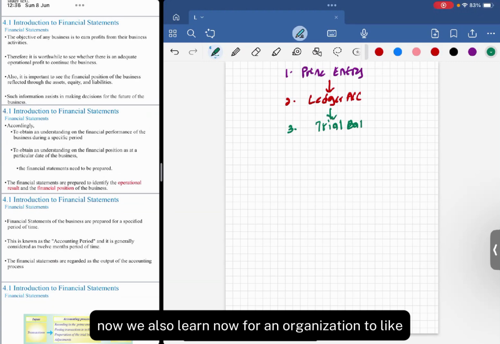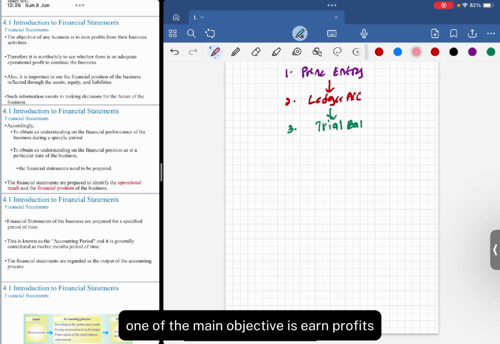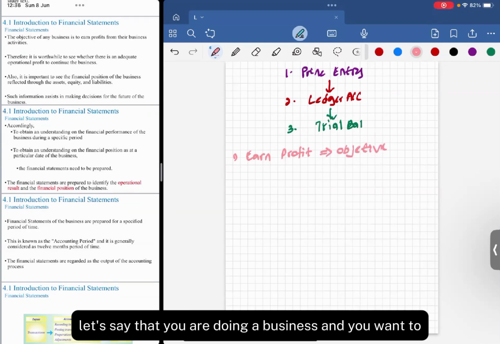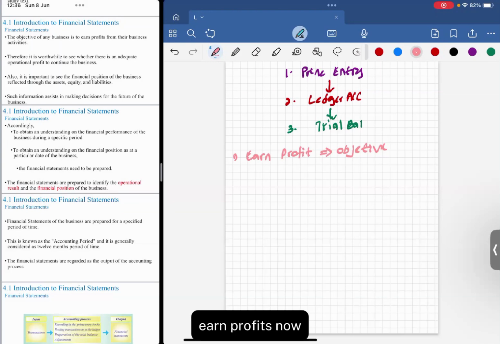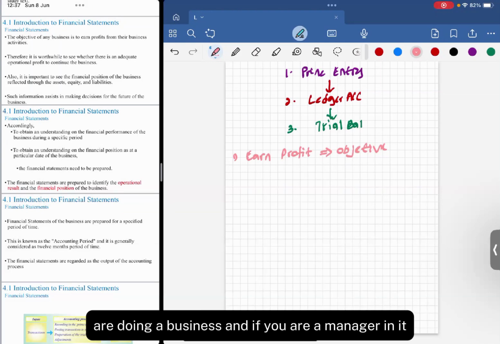Now, when we are doing a business, we need to meet objectives. One of the main objectives is to earn profits. Let's say that you are doing a business and you want to earn profits.